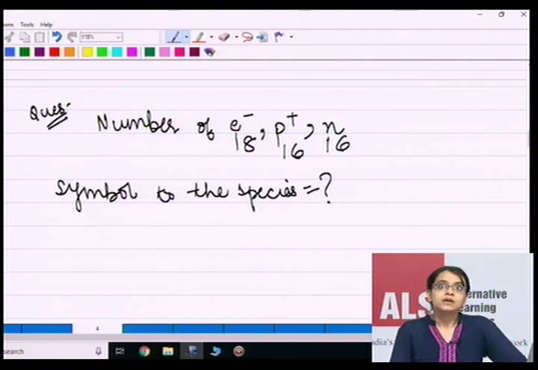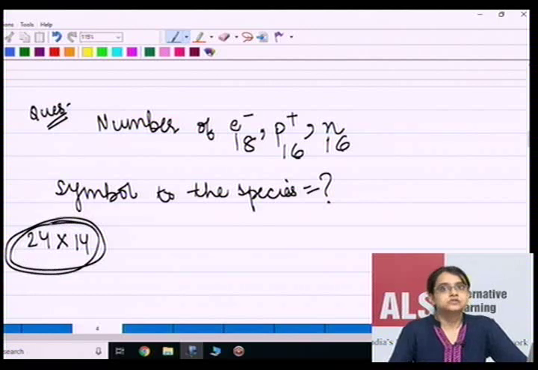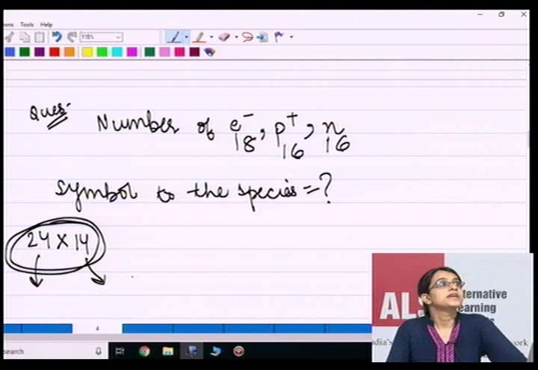Okay. So in the chat box, you can just simply write this down as, let's say, whatever, 24x14 or whatever it is. Okay. In the chat box, you can give me the answer in this form. I will understand from this that 24 is going to be your mass number and this will be your atomic number. Okay, great. Kohima has answered.